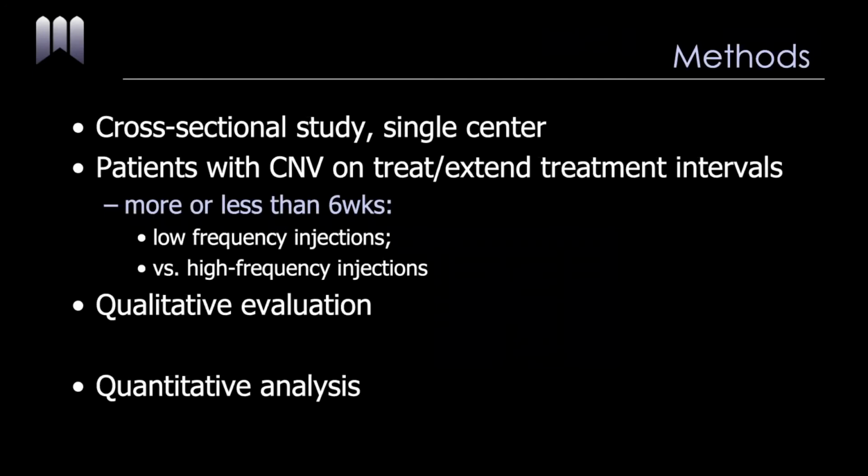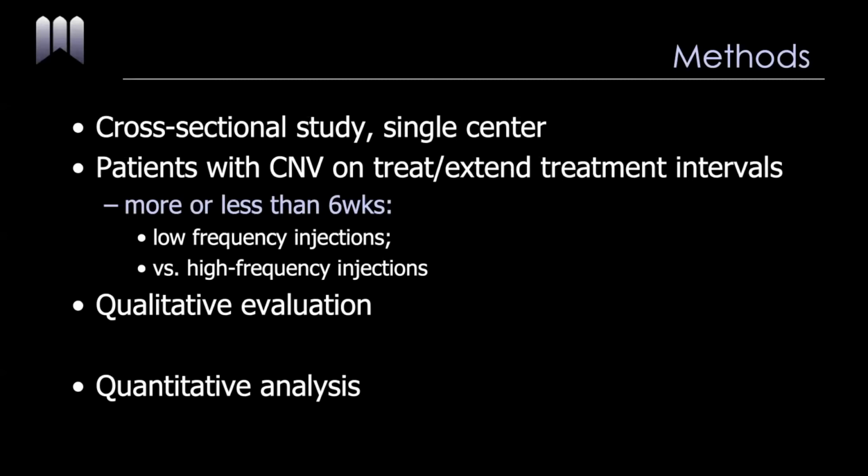So we had a cross-sectional study of all the patients that were in our practice at the time, and they had already achieved a treatment balance of treat and extend interval. We decided that anyone who was needing treatment more frequently than every 6 weeks was a high frequency injection eye, and anyone who we could extend beyond 6 weeks was perhaps a more desired treatment outcome, where these were low frequency injection eyes.